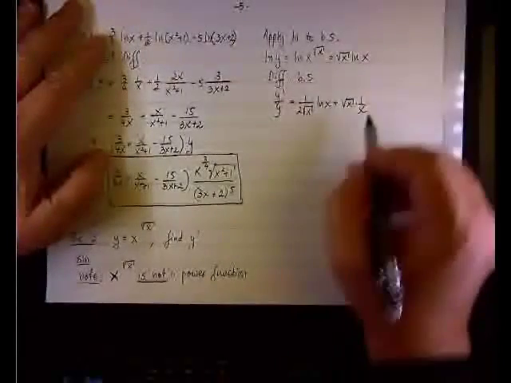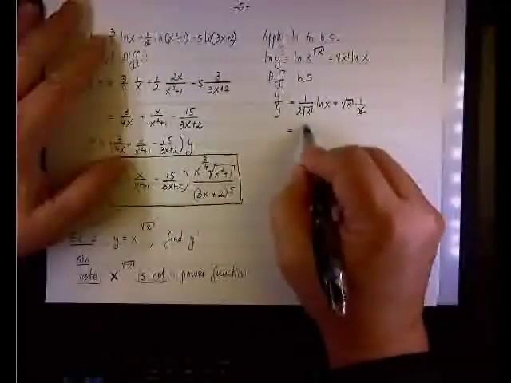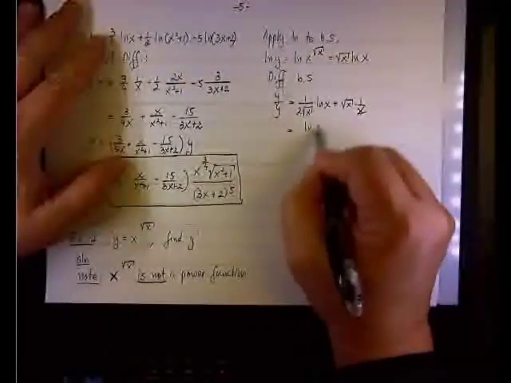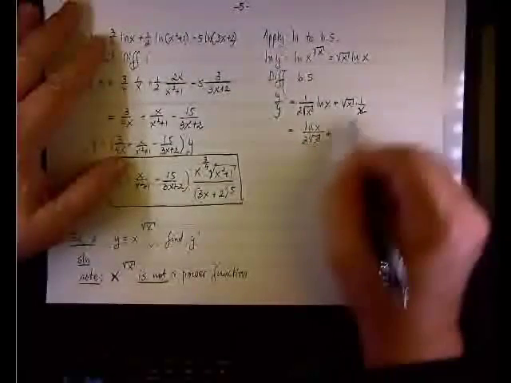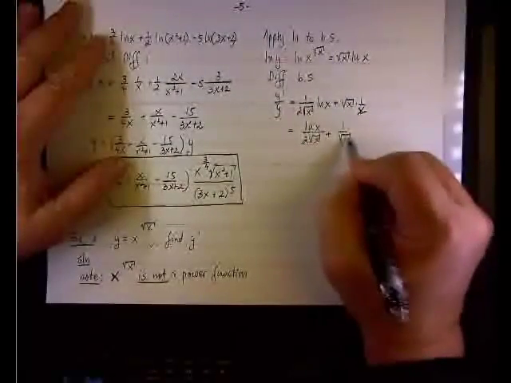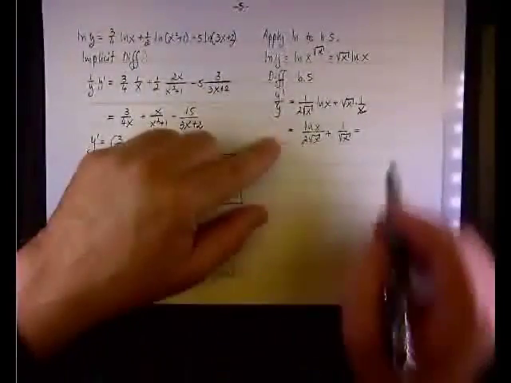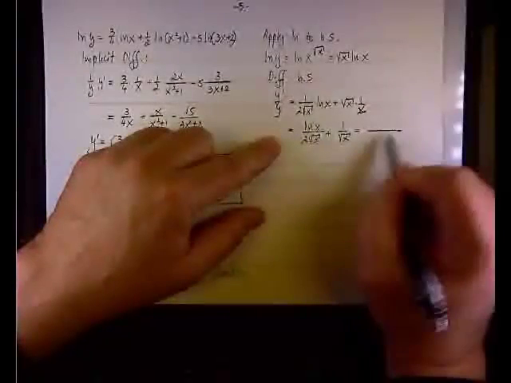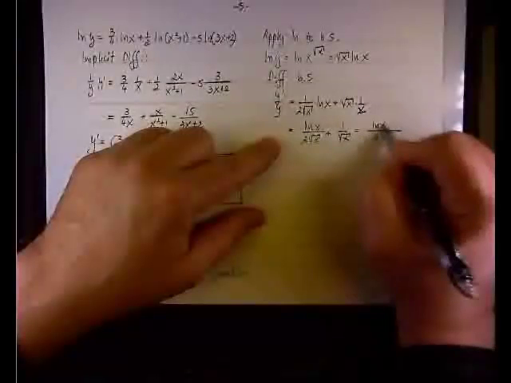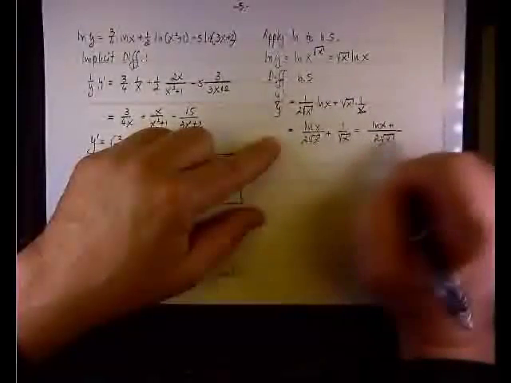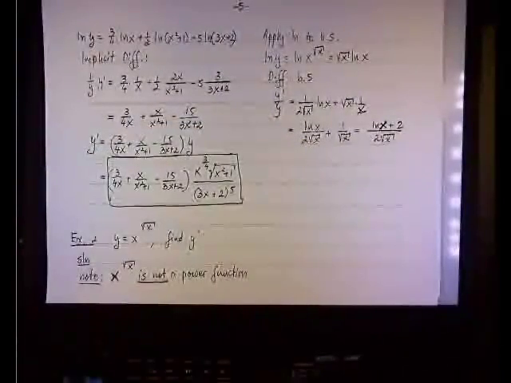Okay, so if we work a little bit here, we have natural log of x over 2 square root of x plus 1 over square root of x. The reason I'm doing it is I want to do a common denominator here, and my common denominator will be 2 square root of x. So I have natural log of x plus 2 on top.